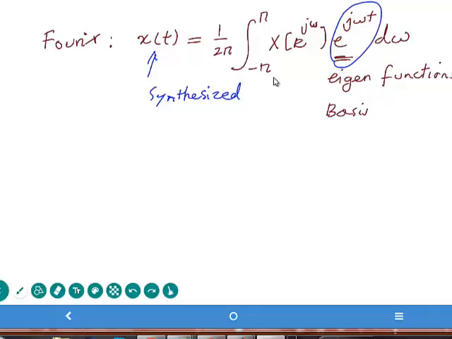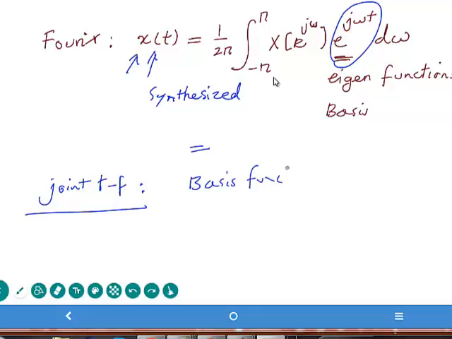If you look at this form of the integral, it's telling me that it's a kind of inner product, or how much of every one of these basis functions is actually used to construct the signal x of t. Now the point is that for the joint time frequencies, we are looking for the same thing. So we need to find basis functions such that every signal in the time domain can be constructed based on these basis functions.